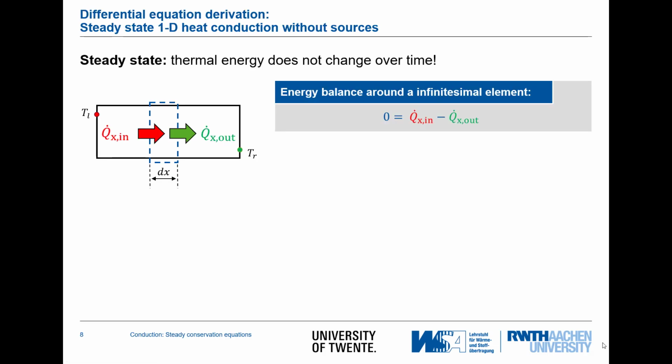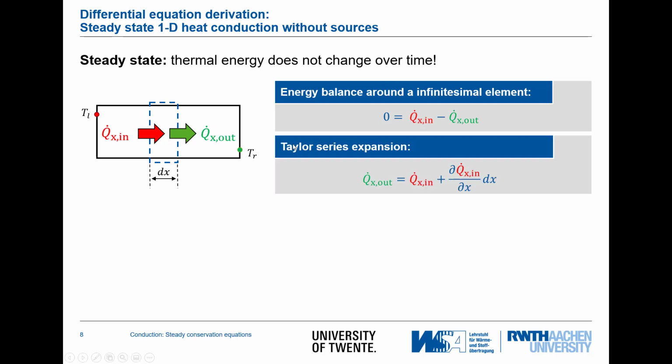Now let's go back to the energy balance around the infinitesimal element delta x. Our balance looked like this. We have 0 on the left side and the ingoing and outgoing heat fluxes that balance out each other. Now we can use Taylor series expansion to approximate the heat flux qx out by the ingoing heat flux qx in plus the local change of the ingoing heat flux times this infinitesimal element delta x.